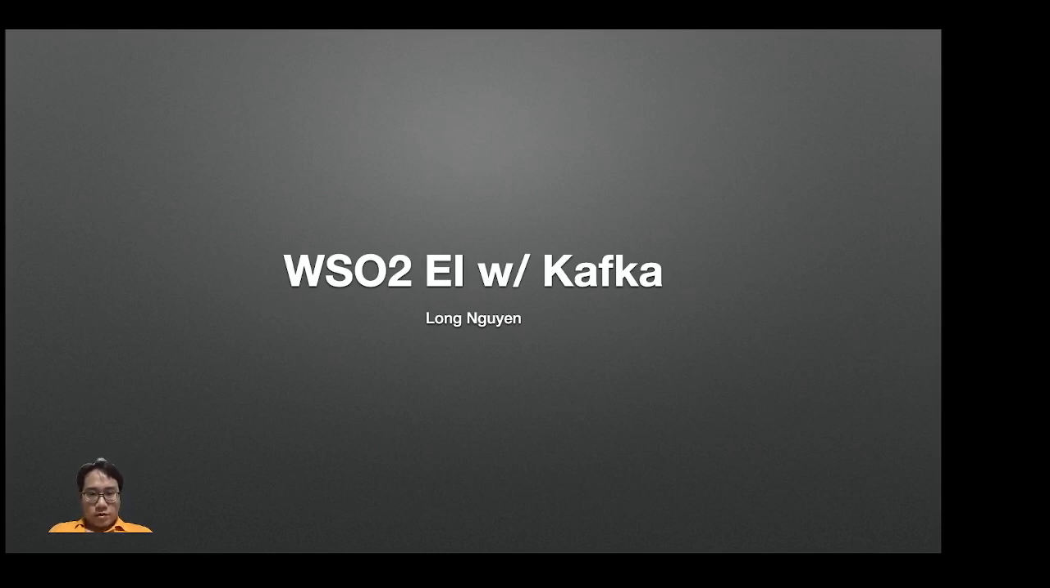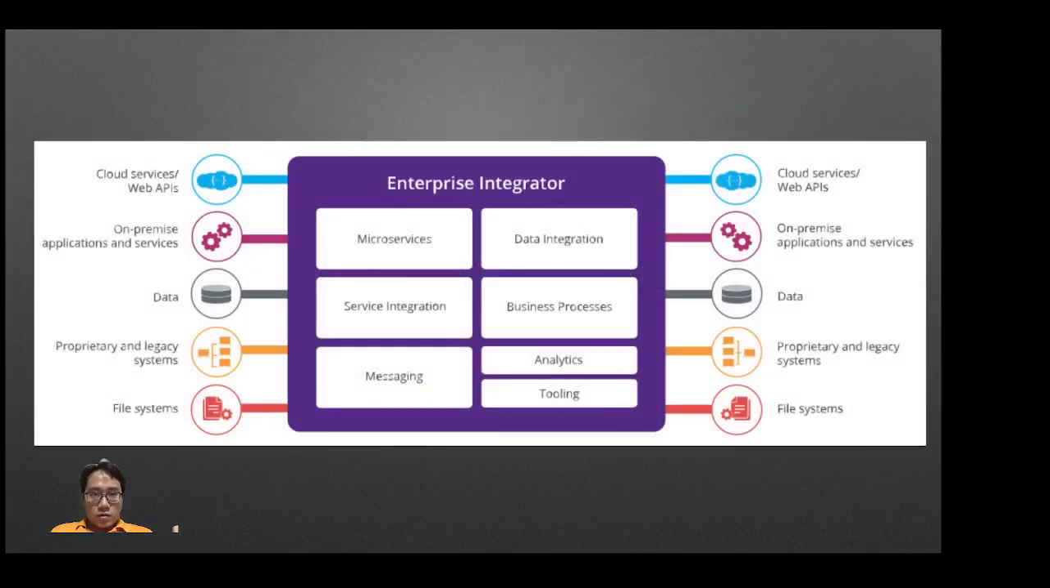Hi everyone. In this video, today I'm going to show you how to make WSO2 Enterprise Integrator work with Kafka. As you know, Enterprise Integrator is the service bus with support for microservices, service integration, data integration, and other things like messaging. Kafka is a kind of messaging.